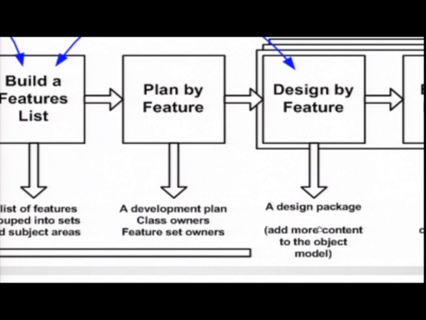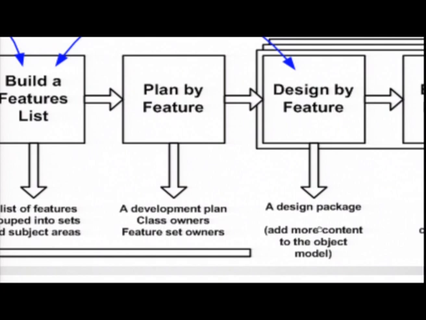Now, as far as build a feature list is concerned, it contains a list of features grouped into sets of subject areas. Then, as far as plan by feature is concerned, here you have the development plan, you have the class owners, you have the feature set owners. The class owners and feature set owners will in turn validate the features that have been planned.